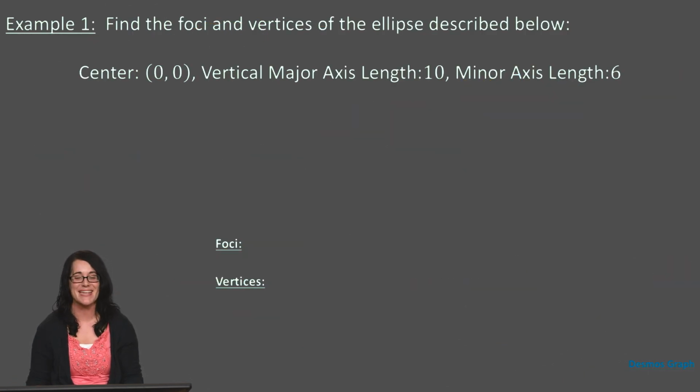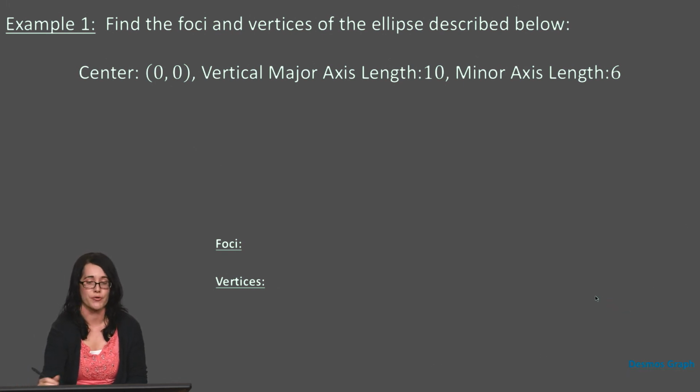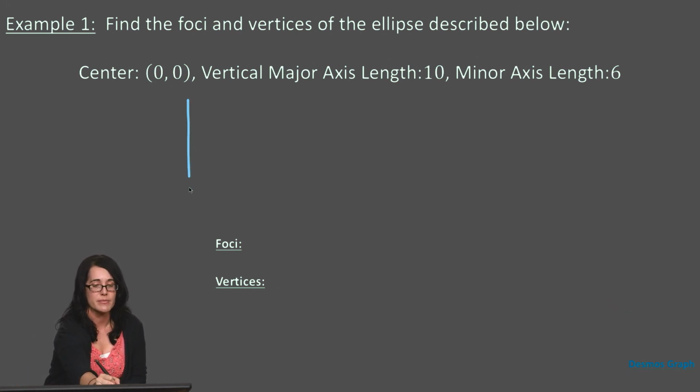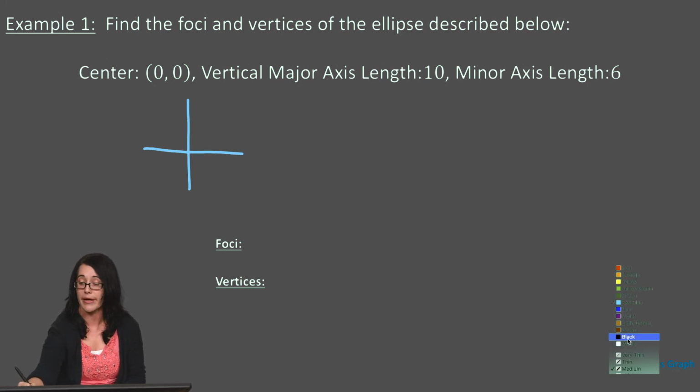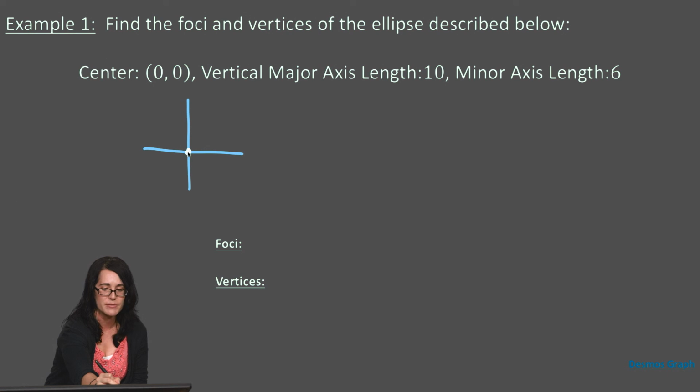Okay, in example 1 here, we're going to ask you to find the foci and the vertices of an ellipse, and we've described the ellipse a little bit for you. We've said that the center of this ellipse is at the origin, 0, 0. What I would always recommend to students is to draw a little sketch of what's going on. So as soon as someone tells me that I have an ellipse whose center is the origin, I go ahead and put a point at the origin. So there is my center at 0, 0.